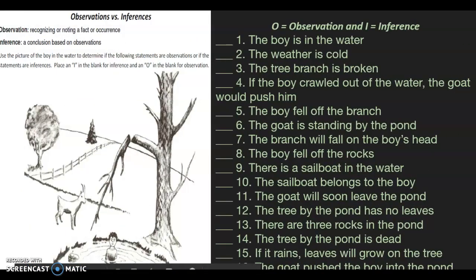When you get to the observation versus inference worksheet, you have a really simple little picture, and then you've got 16 statements. For each of these statements, you need to decide if it is an observation or if it's an inference. O is observation and I is inference. And when you get finished, there's also a little place on this slide that you can go to find the answers.